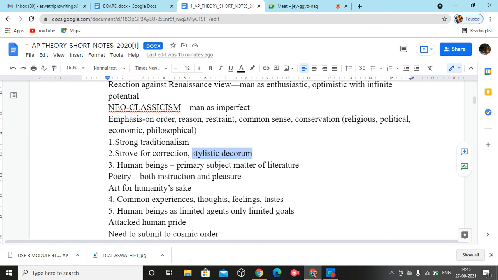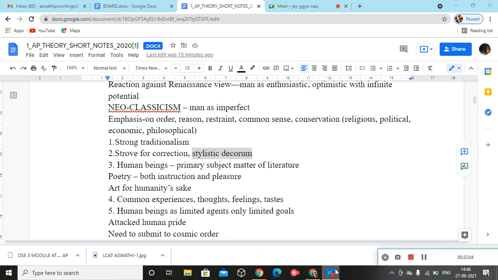Then the third point of Neoclassicism is that human beings should be the primary subject matter of literature. That is fine. Poetry should be both instructive and pleasure giving, and art for humanity's sake. There is another movement, art for art's sake, even later. But here, art is for humanity's sake. So you can represent human beings.